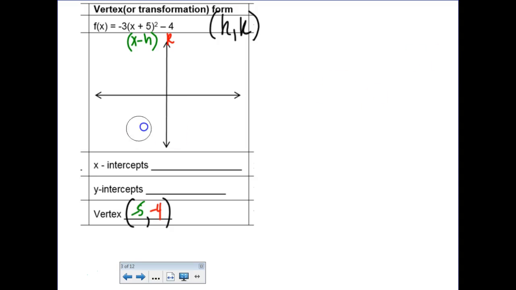That wasn't a very good job, Abruzzo. We can go further over. Try that again. There we go.